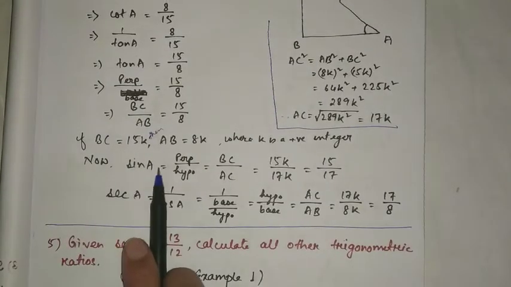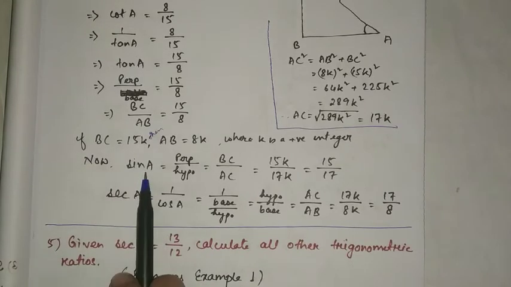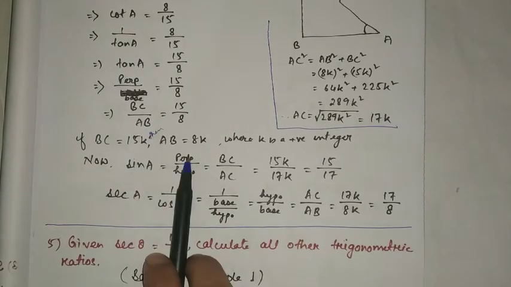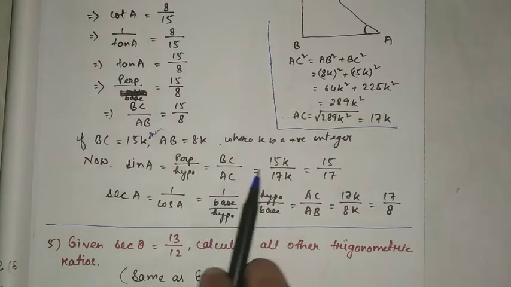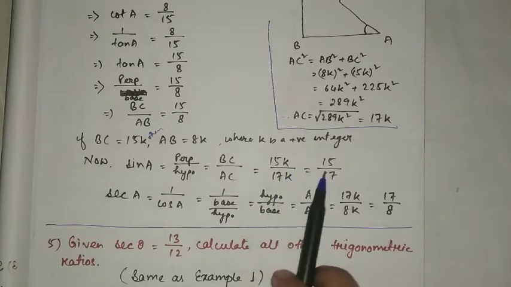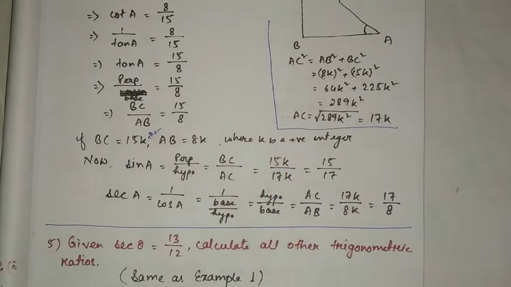Now we determine these two trigonometric ratios, sin A and sec A. Sin A is the ratio of perpendicular by hypotenuse. The perpendicular is BC and the hypotenuse is AC. So we get 15k by 17k, which is 15 by 17.